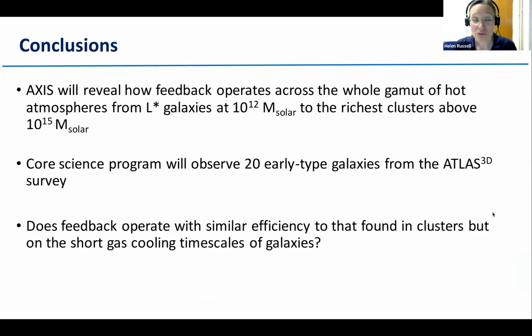So I'll just go through my conclusions. AXIS is going to reveal how feedback operates across the whole gamut of hot atmospheres, from these Milky Way mass systems all the way up to the richest clusters, of course. The core science program would be looking to observe about 20 early type galaxies from the Atlas 3D survey in particular, and answering the question of whether feedback operates with similar efficiency to what we're finding in clusters, but really on the much more challenging short gas cooling timescales of galaxies.